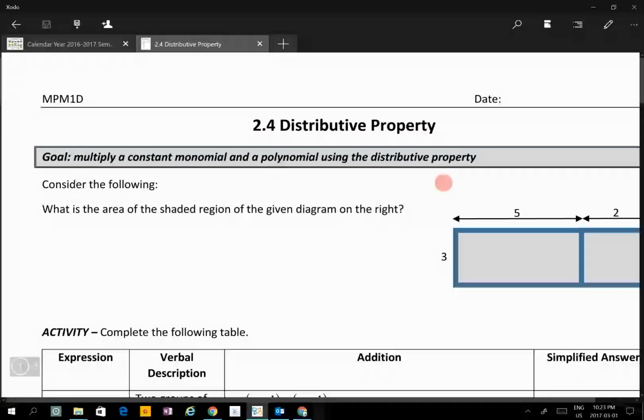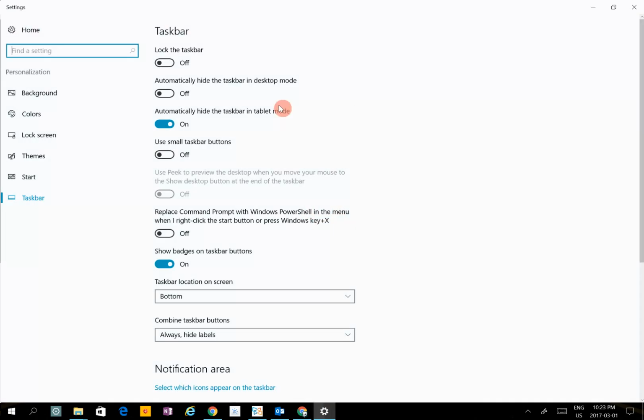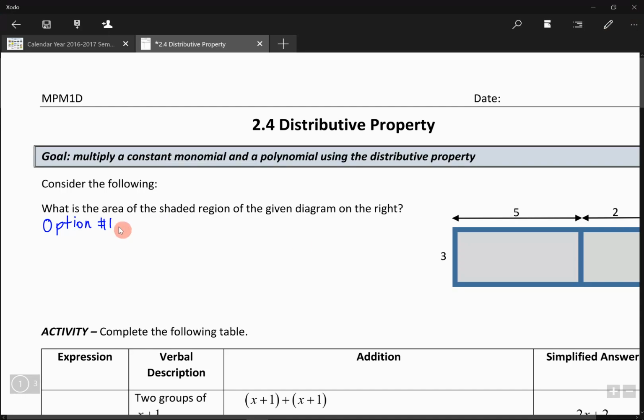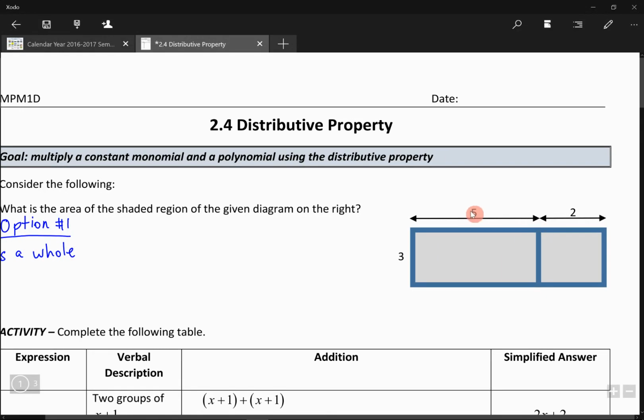Option number 1. Let's just fix a couple of things here. Let's just hide the taskbar. There we go. So for option number 1, we're going to take the entire shape as a whole. The area of this shape would be the length times its width. The length here would be 5 plus 2, and the width here is 3.